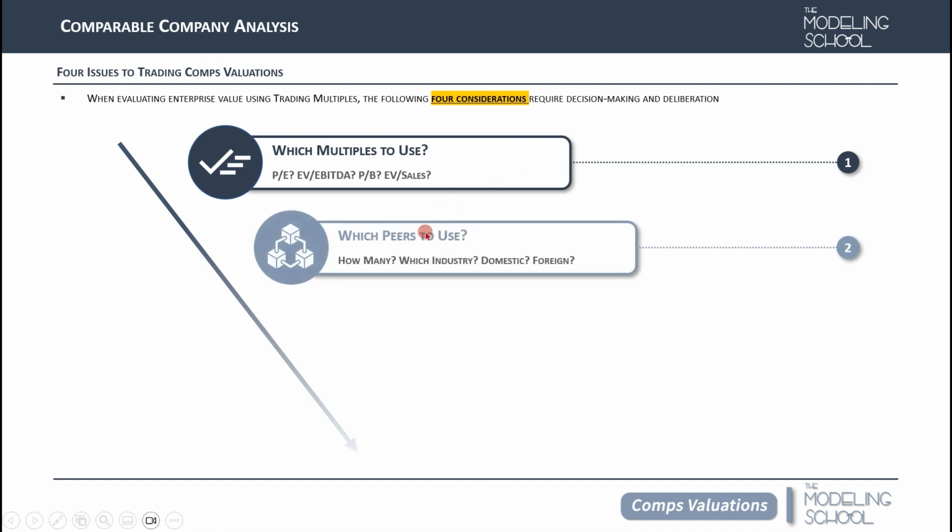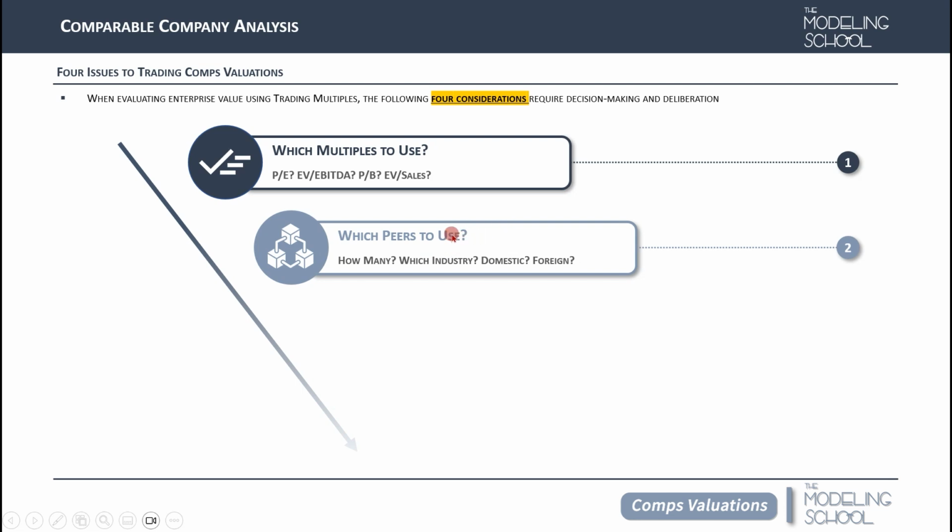Number 2 is selecting the comparable companies, or as we say, peers. In the earliest example, we used 3 competitors. And in our Tiffany case, we used 4 peers for comparison. Generally, how many competitors should be selected for trading comps?